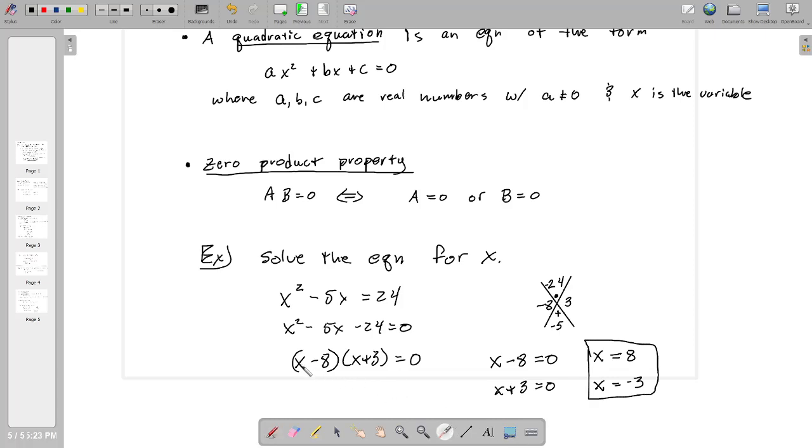Notice if we plug in 8 for x, we get 8 minus 8, which is 0, times 8 plus 3, which is 11. But we would have a 0 times 11, which will give us 0. And if we plug in negative 3, we would have negative 3 minus 8, which is negative 11. But we would also have negative 3 plus 3, which is 0. So we'd have negative 11 times 0, which is also 0, which does satisfy the equation, therefore is a solution.